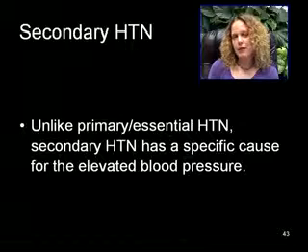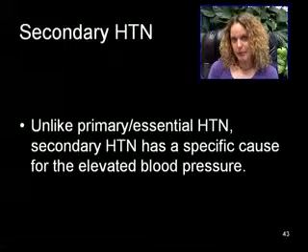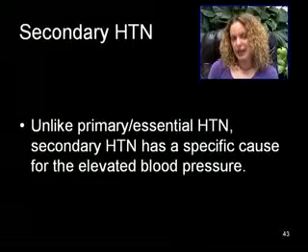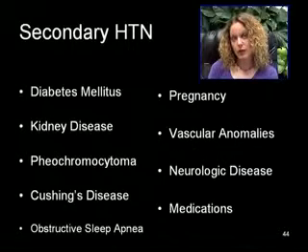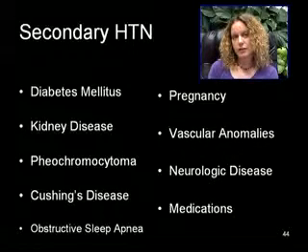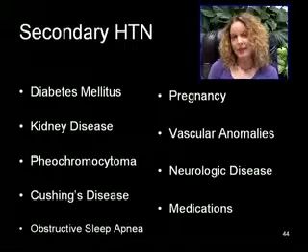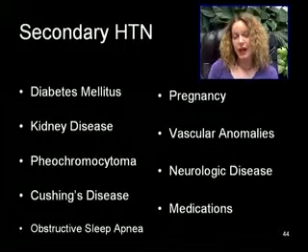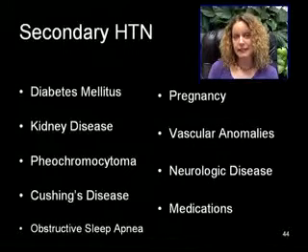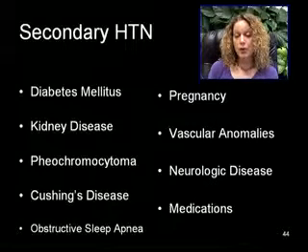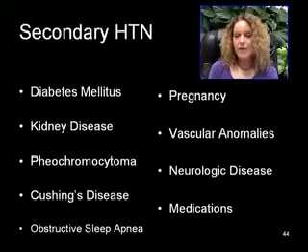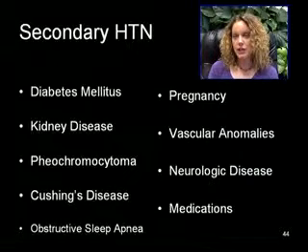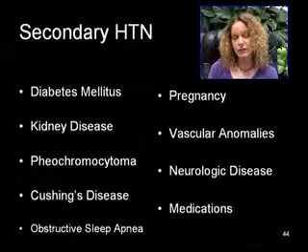There's also something called secondary hypertension. Unlike primary essential hypertension, secondary hypertension has a specific cause for the elevated blood pressure. And these are some examples of what may cause secondary hypertension: diabetes mellitus, kidney disease, pheochromocytoma, Cushing's disease, obstructive sleep apnea, pregnancy, vascular anomalies, neurologic disease, and some medications.